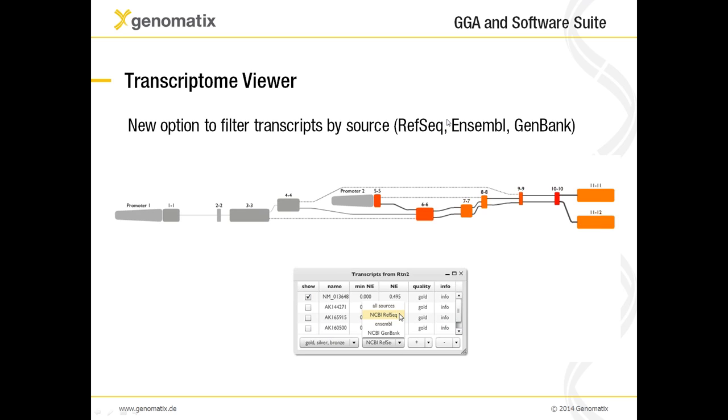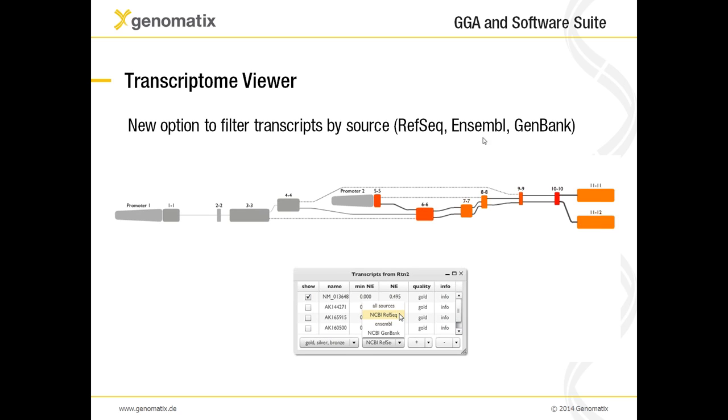Okay, now for those features that are available in the GGA and also in the software suite. One is a small addition in the transcriptome viewer. So the transcriptome viewer is a tool that can visualize the coverage expression values in exons and also on splice junctions in a given locus after you mapped your reads to the transcriptome index on the Genomatix Mining Station.